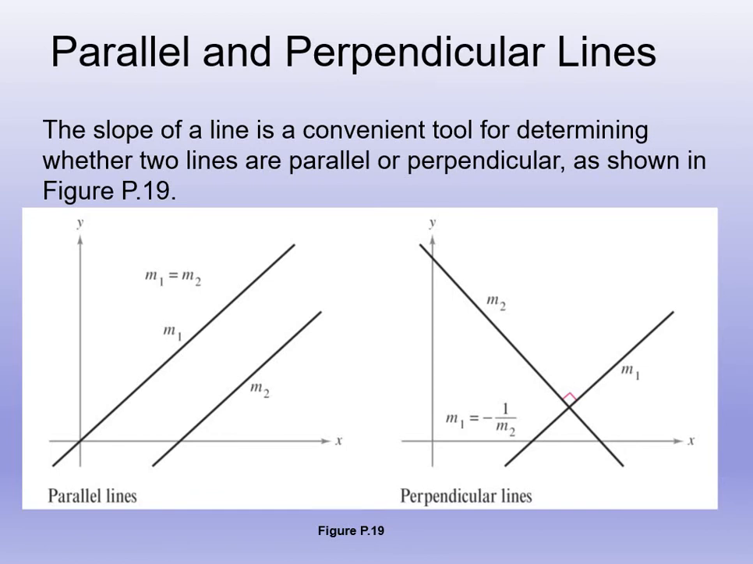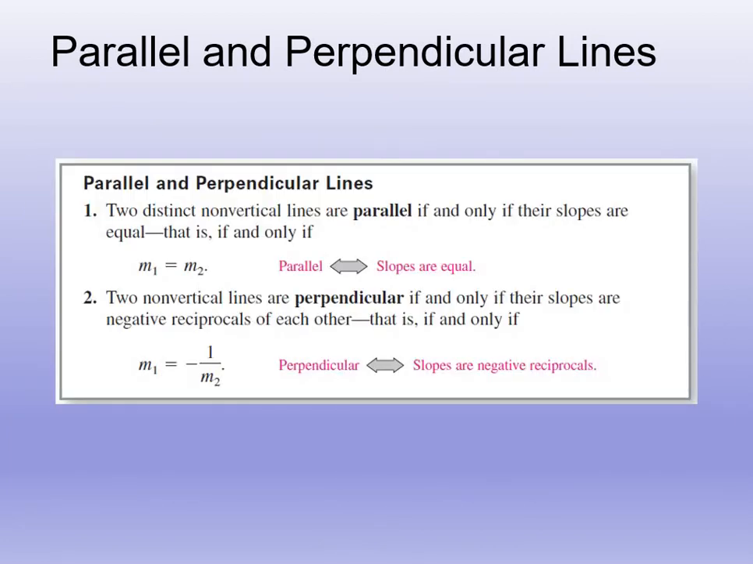So if our slope is m1, the slope of our perpendicular line m2 is going to be negative 1 over m1. So let's do an example here. This is really how we get the equations of parallel and perpendicular lines. Parallel lines have the same slope.